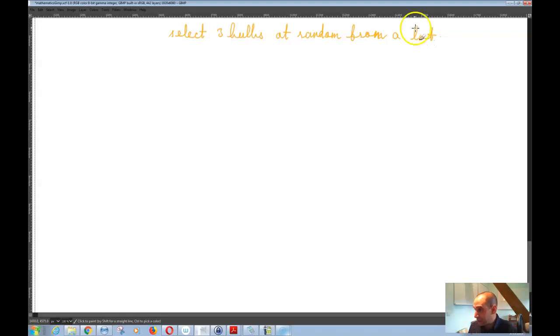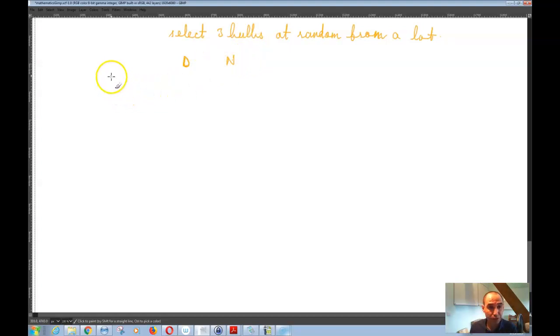Each bulb is tested and classified as defective or non-defective. So you have basically defective and non-defective. So these 3 bulbs are tested and classified as defective or non-defective. Now write the sample space of this experiment.